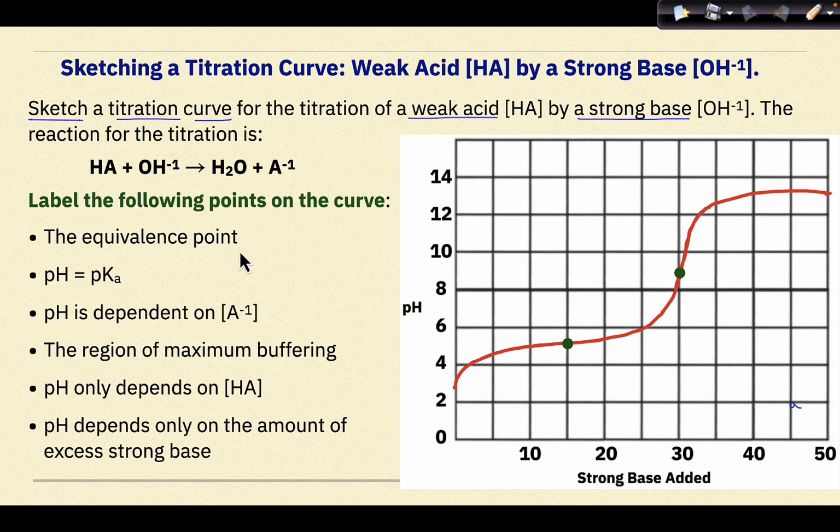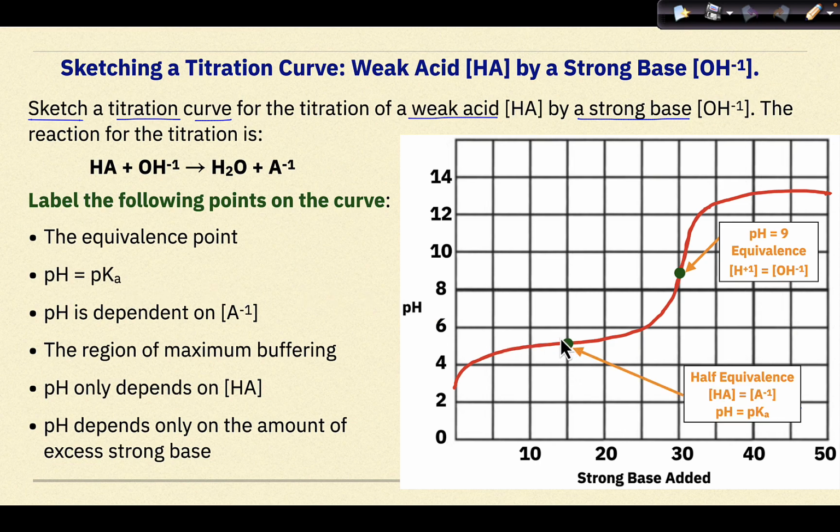The first point that we're going to label is the equivalence point, and that point is located at this green dot right here, where the pH is equal to 9 and the concentration of the hydrogen ions equals the concentration of the hydroxide ions. The next point is pH equal to pKa. We know that's going to be this green point right here, where we are at half equivalence and the concentration of the weak acid is equal to the concentration of the weak base.